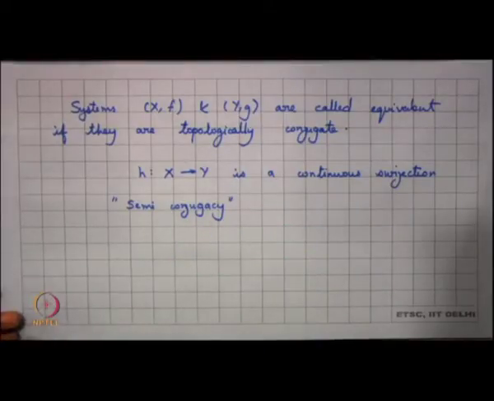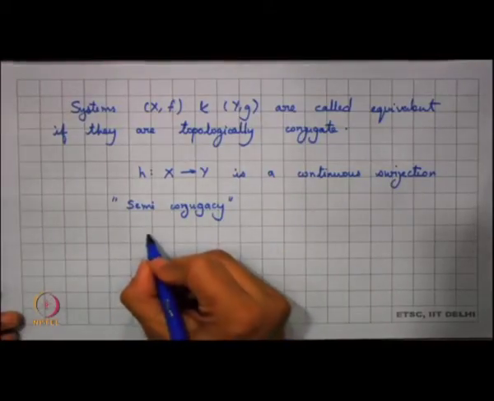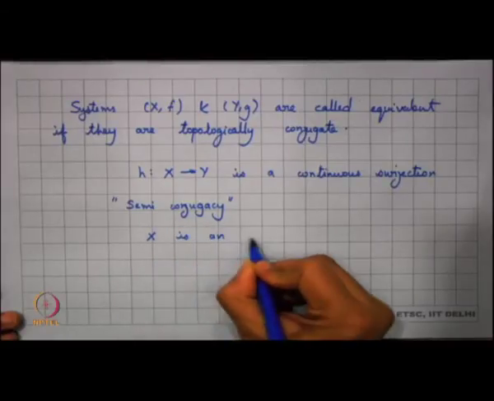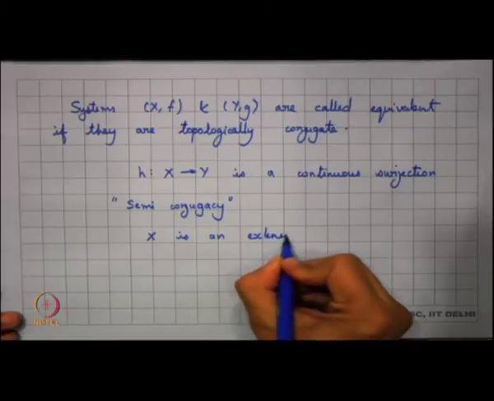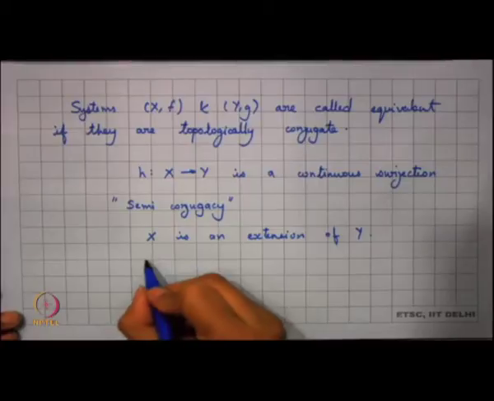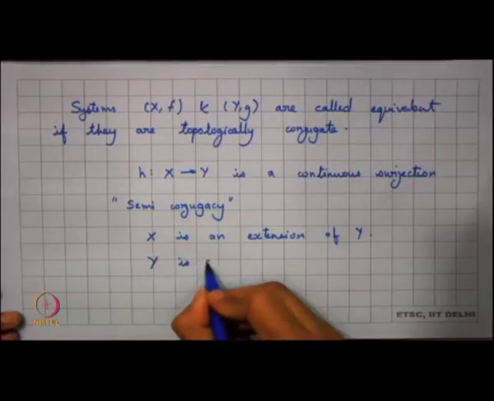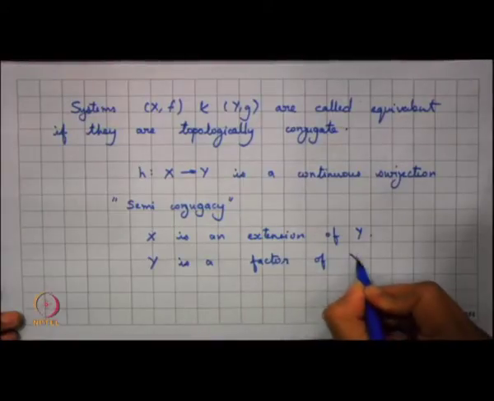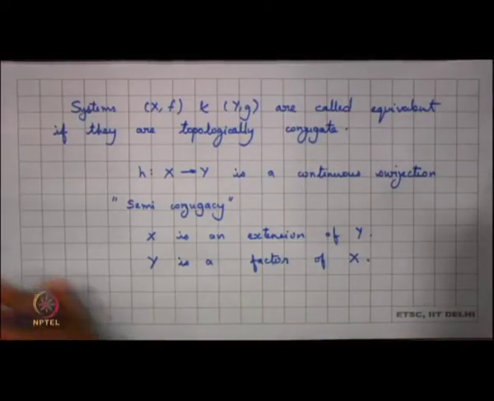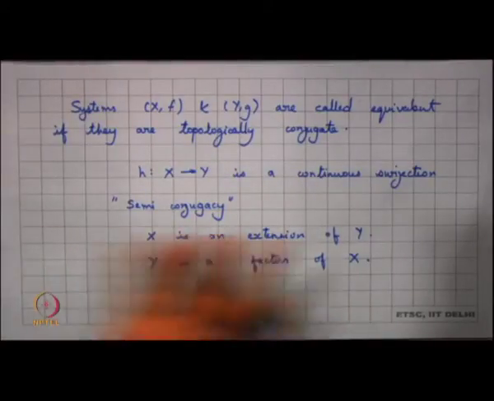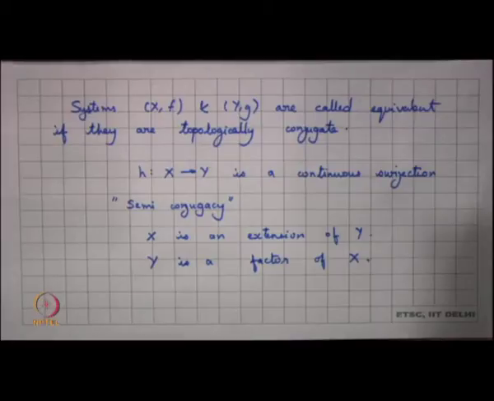Semi-conjugacy, or we say that x is an extension of y, or I can say that y is a factor of x. So we can think of it this way: when my h happens to be a factor map, we can say that y is a factor of x. I always have a continuous surjection which takes my x to y.